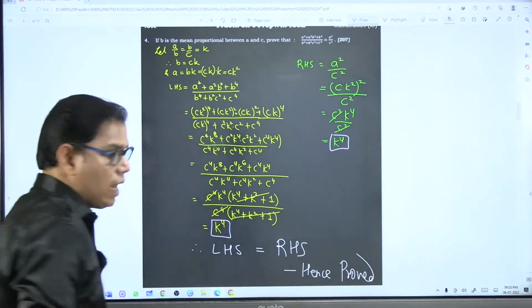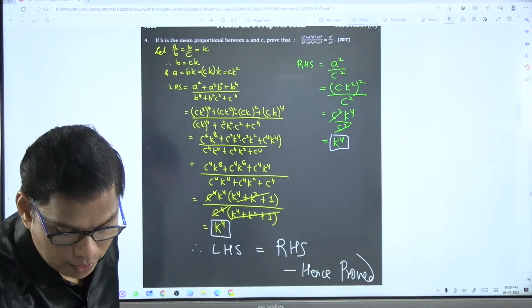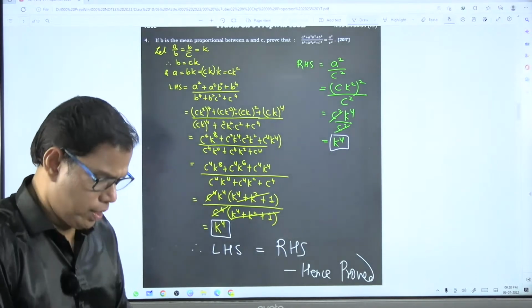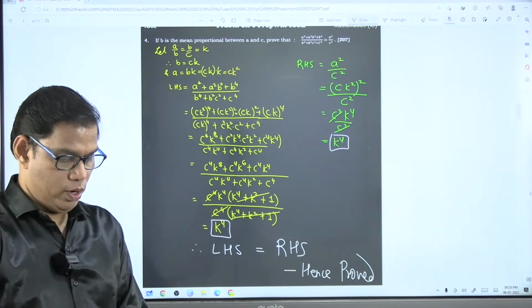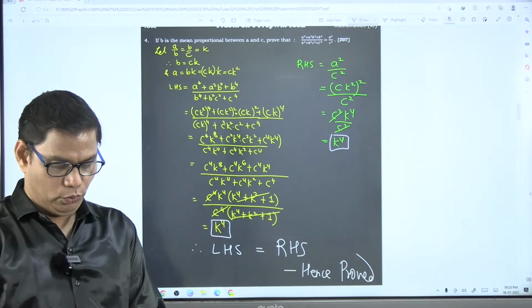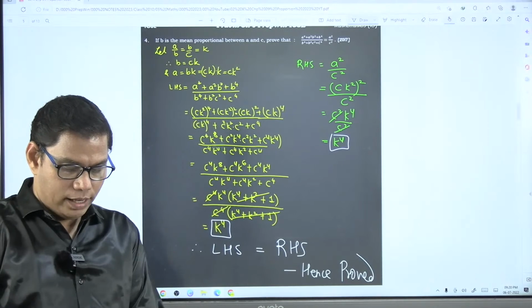Okay, hence proved. थोड़ा alert रहना है. Okay, yes, very good. PW Army 4.8. Okay, what is K raised to 4? Good. Any doubt? Let me know.